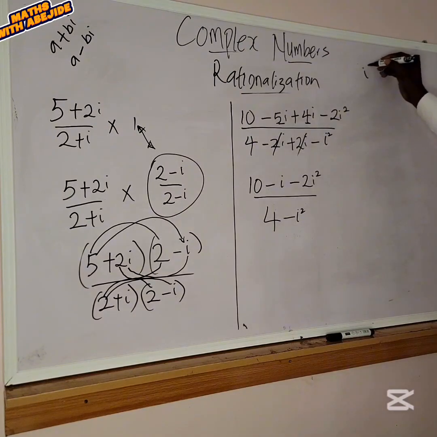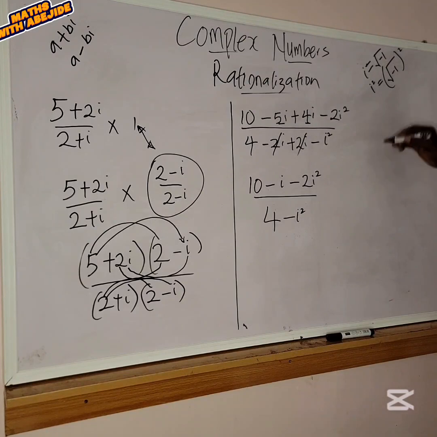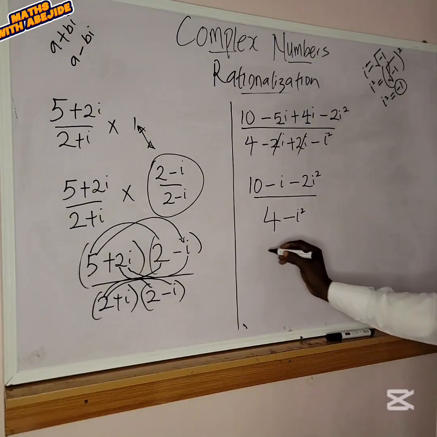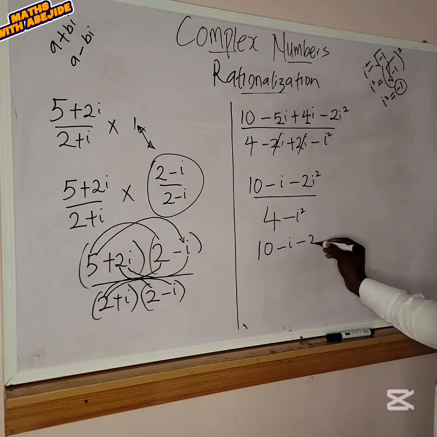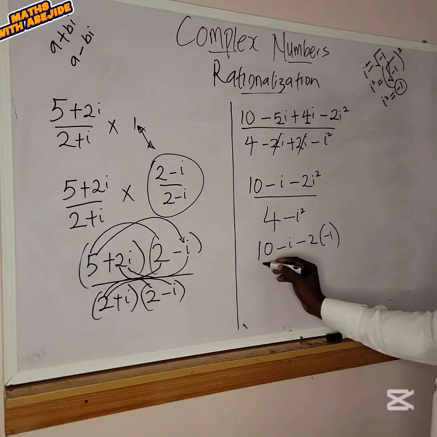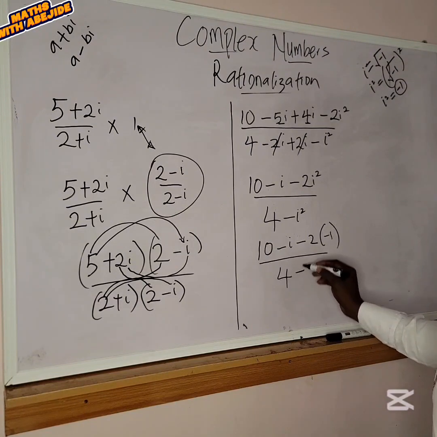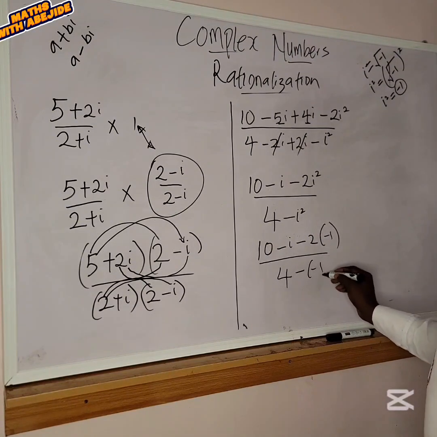Recall that i itself equals root minus 1, right? Why can't we just square both sides so that i squared can give us root minus 1 all squared? Then this will cancel out. i squared will finally become minus 1. So we need to substitute minus 1 for i squared here so that we can have it to look like 10 minus i, then minus 2 times minus 1, divided by 4 minus i squared, which is minus 1.